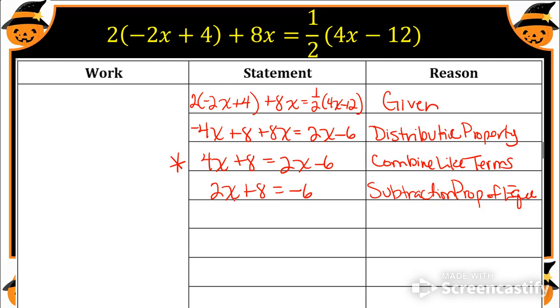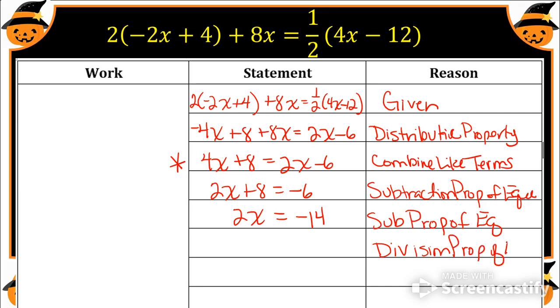Now we're going to isolate x. We're going to subtract 8 from both sides. So we're going to apply the subtraction property of equality. And when we subtract 8 from both sides, we have 2x equals negative 14. Now we are going to divide both sides by 2. So we're going to use the division property of equality. And this gives us x equals negative 7.